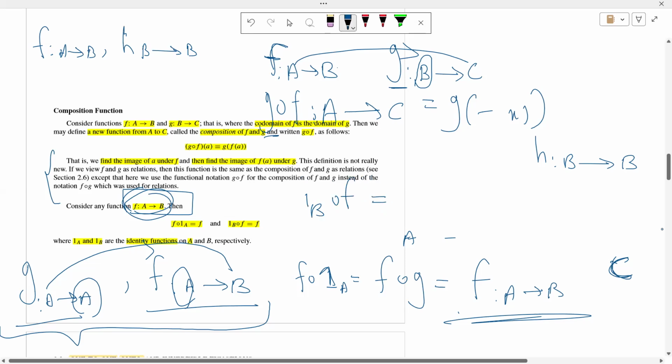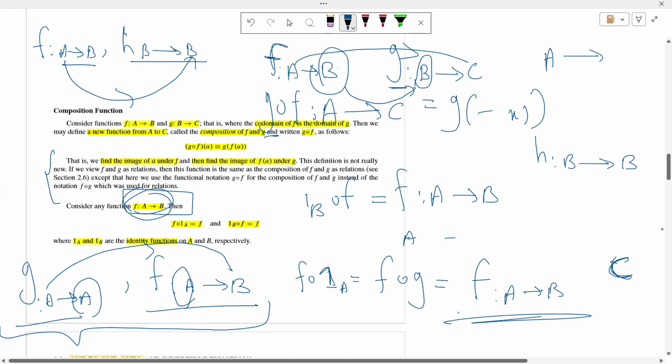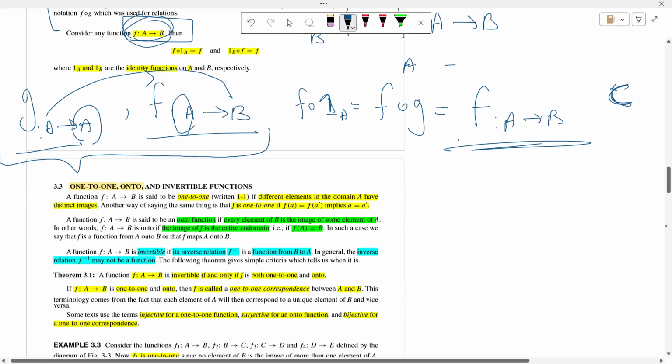So now what will happen? I am getting a to b, then b to b, so I am getting a function from a to b. There is nothing more, you have a function a to b. The important thing is that the codomain of the first function is the domain of the second function. Then I can write a function from a to c. That is the composition function. They are explaining it with this.